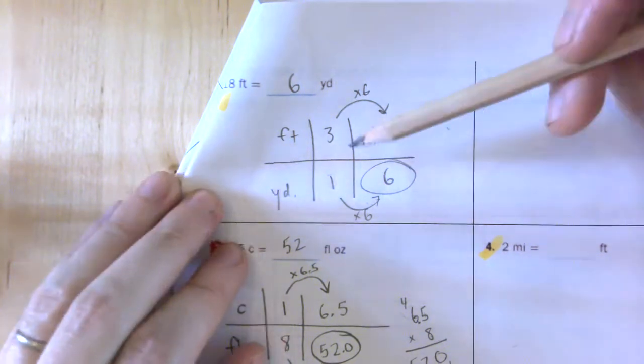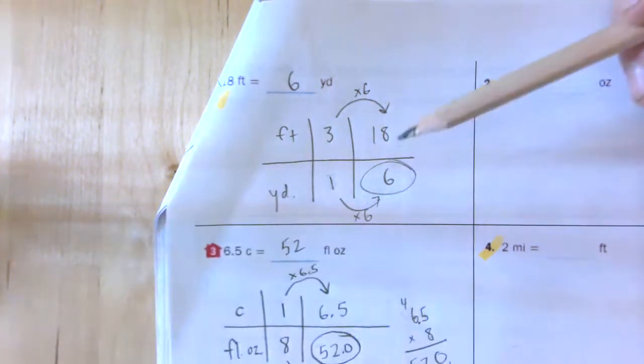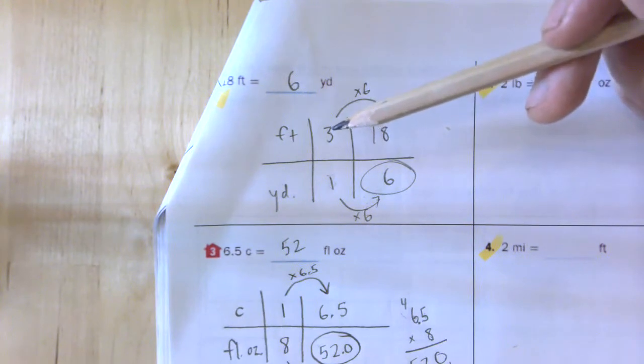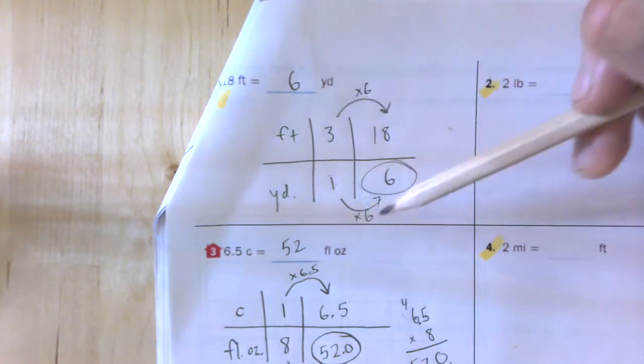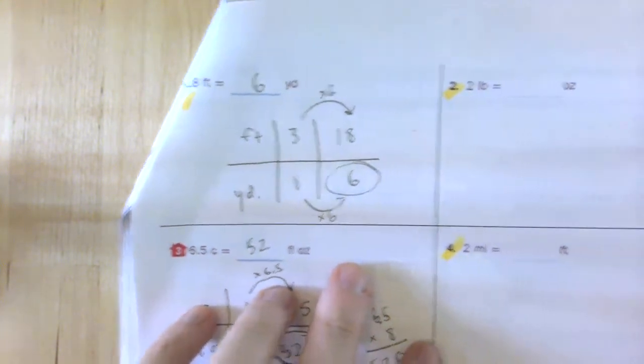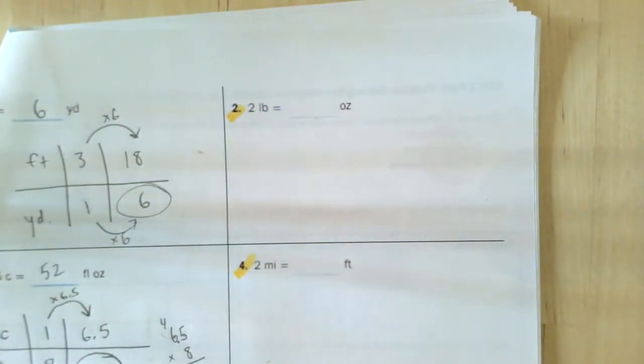Okie doke, so this is what I got. I got 6 yards is the same thing as 18 feet. Set up my ratio table, looked at the chart, converted by multiplying by 6, I got 6. All right, let's try this one here. Same idea. Pause the video, try it on your own, unpause it when you're done. All right, go ahead and pause it.